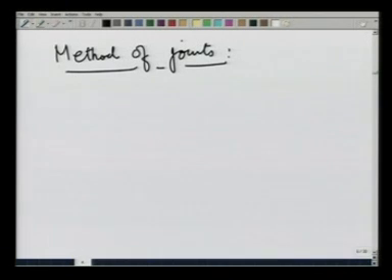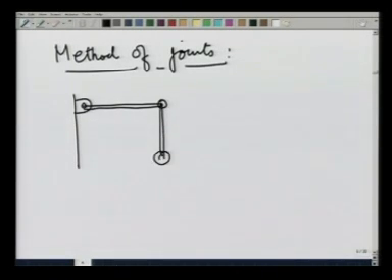As the first example, let me take a simple system which is made of 4 rods with one fixed pin joint here. This is a rod, another rod like this, the pin joint here, a third rod like this, and this is on a roller, a fourth rod like this, and there are 2 ropes along the diagonal.